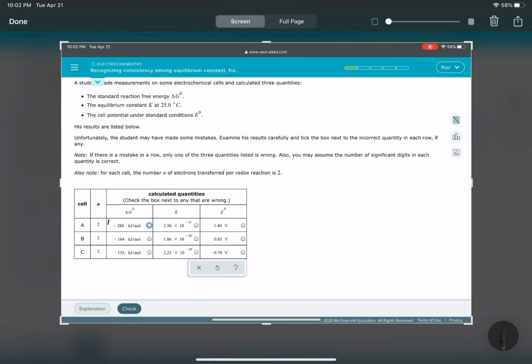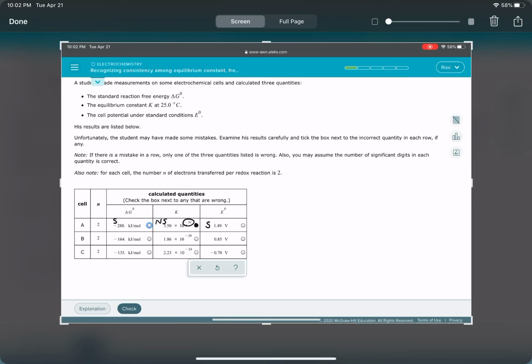Negative delta G is going to be non-spontaneous. Big, very negative K, that's, oh, see, I already screwed up. Negative delta G is spontaneous. The very negative K is non-spontaneous. Positive E is spontaneous. So K is the inconsistent or incorrect data point.